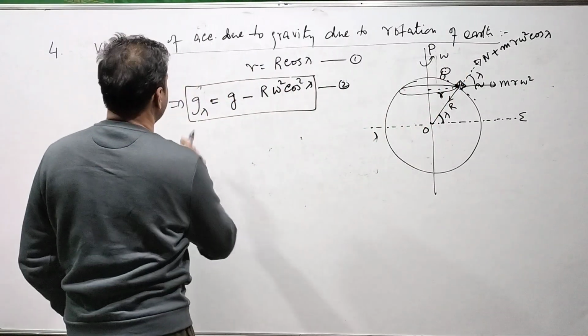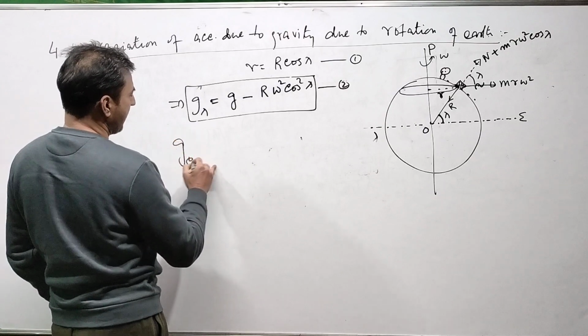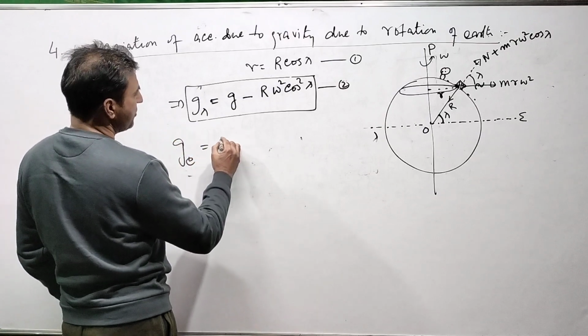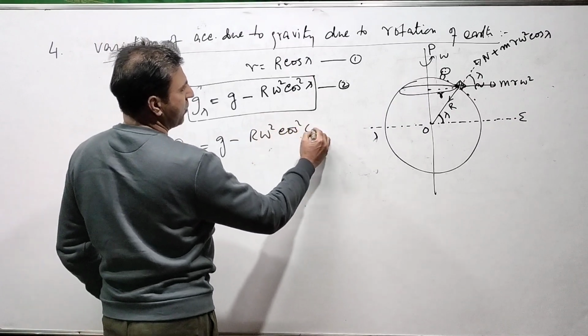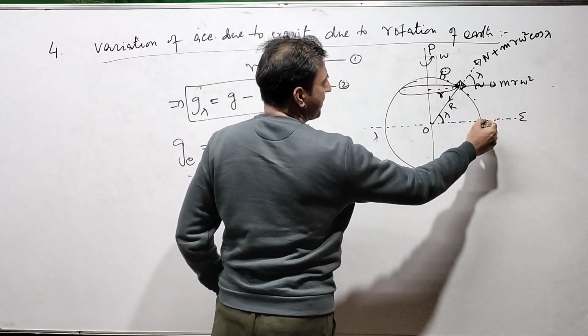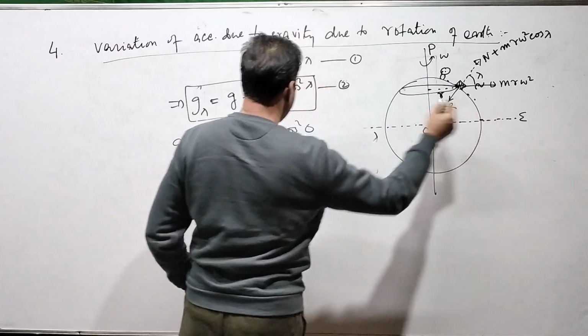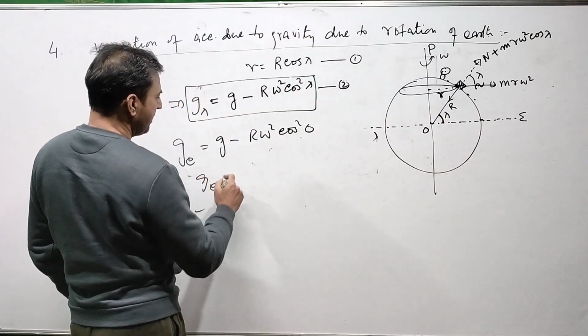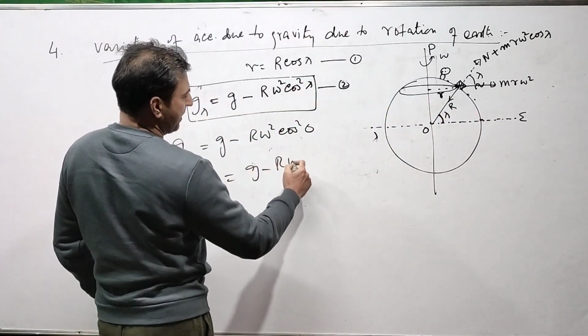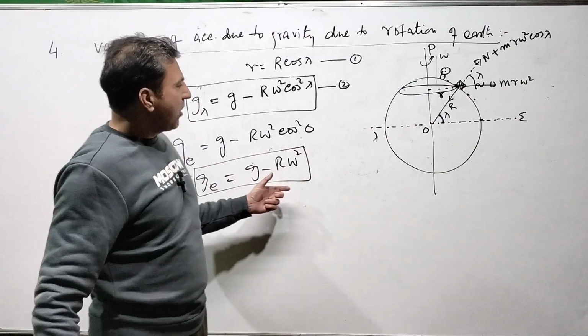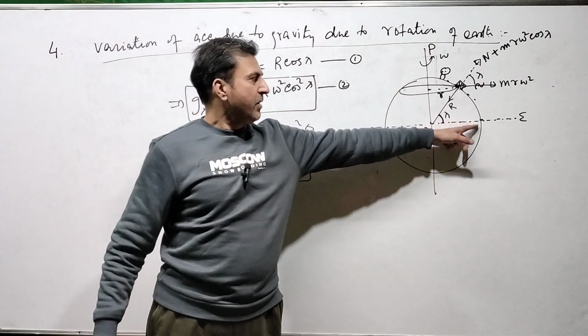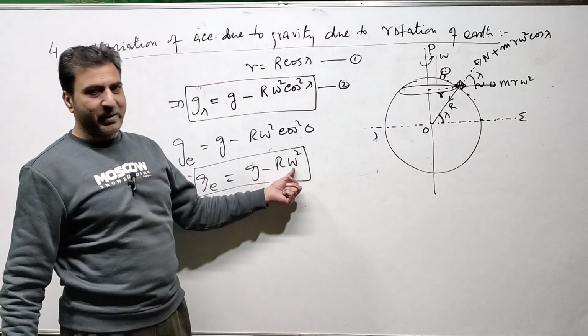Okay. Now, what is the acceleration due to gravity at the equator? That is g minus r omega square cos square 0, because lambda is 0 on the equator. If the object is here, lambda is 0. So it is g minus r omega square. This is the acceleration due to gravity at the equator. So there is a lot of effect at the equator due to the rotation.